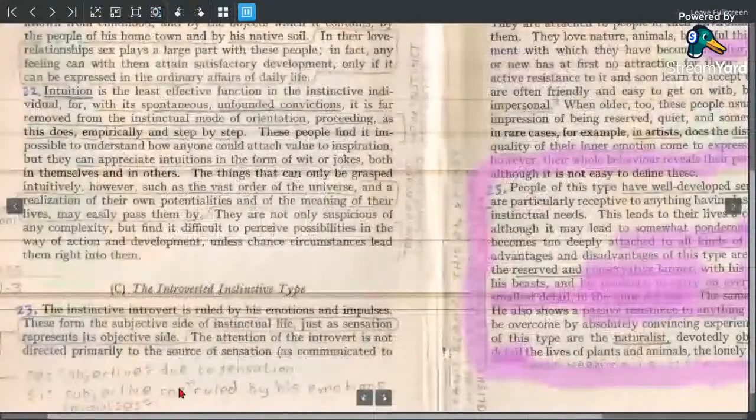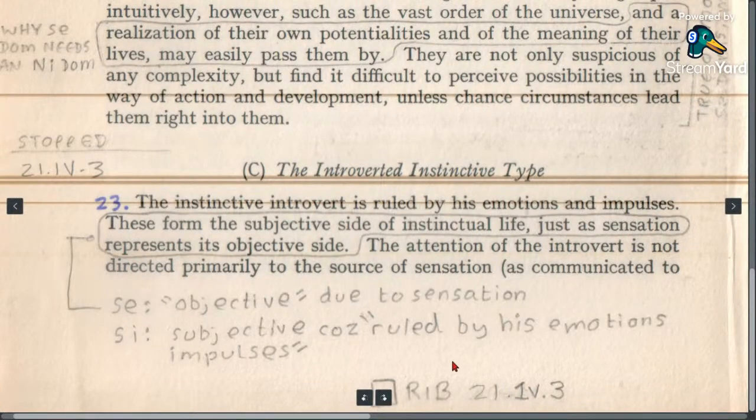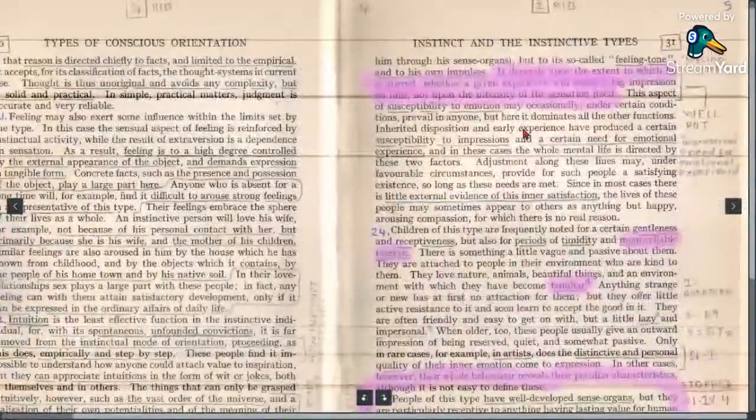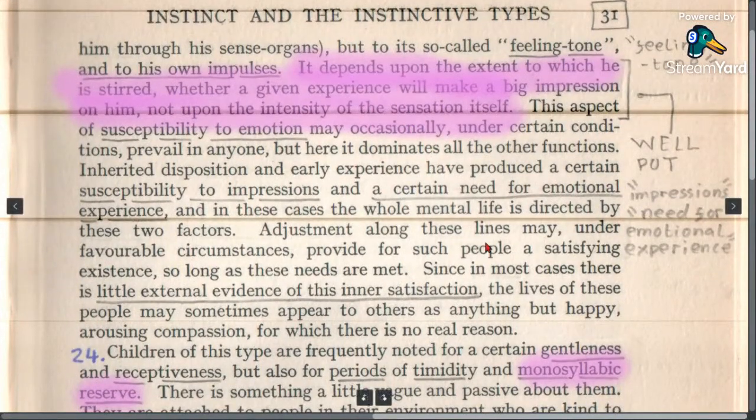I'm going to pause that so that you can sort of see it. But again, there's certain deductive thinking that he does, it's a bit like habit. It's tricky. Right, but there are points where he gets it right. This is well put. It depends upon the extent to which he is stirred, whether a given experience will make a big impression on him, not upon the intensity of the sensation itself. Now, for the SE types, they're more about the intensity of the sensation itself, its empirical elements, rather than the connotations.